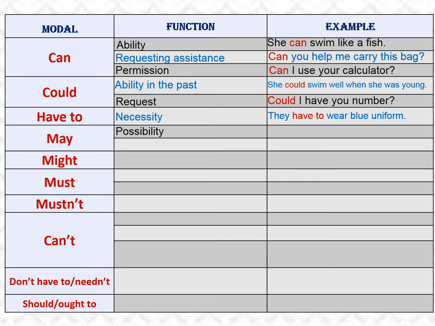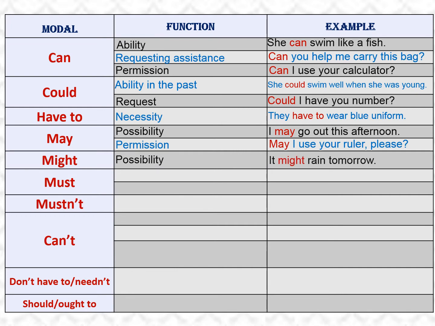May can be used for possibility, as in the sentence, I may go out this afternoon. Or for permission, as in the example, may I use your ruler, please? Then might expresses possibility. For example, it might rain tomorrow.